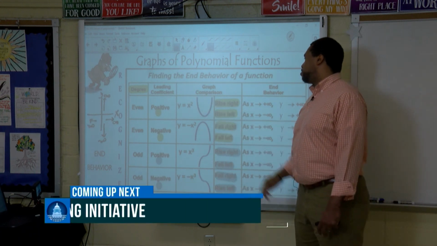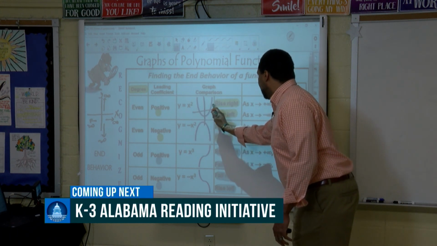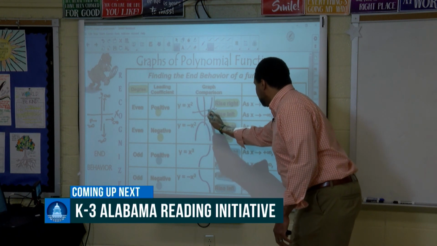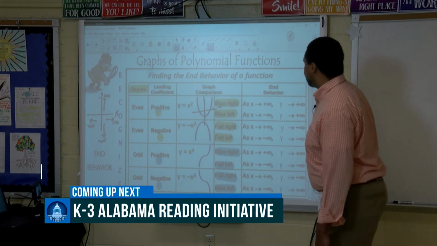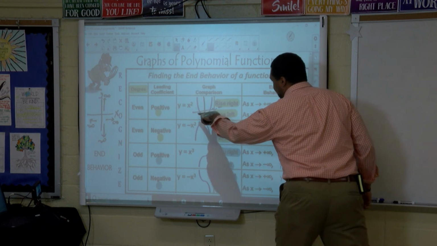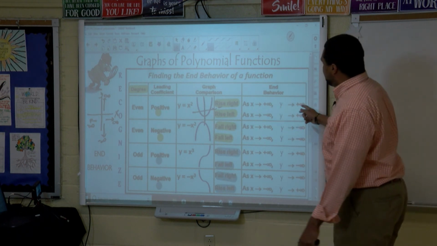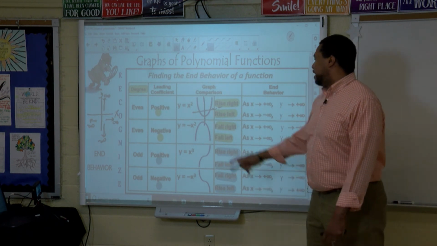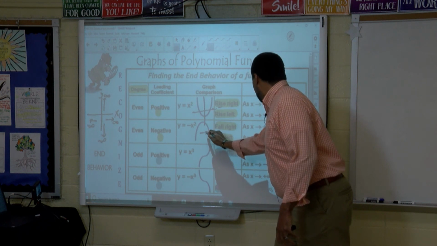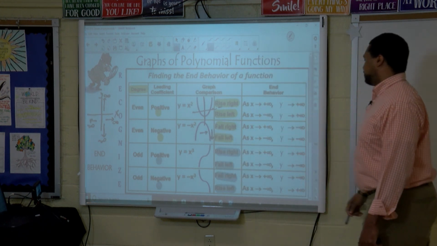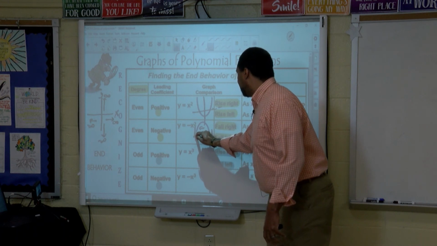So also with these, something else you can look at is the end behavior. If this was a graph, as x goes towards positive infinity, y is going towards positive infinity. As x goes towards negative infinity, y is going towards positive infinity. And these are some characteristics that give you the behavior. Same thing for even and negative: as x approaches positive infinity, y approaches negative infinity. And as x approaches negative infinity, y approaches negative infinity.